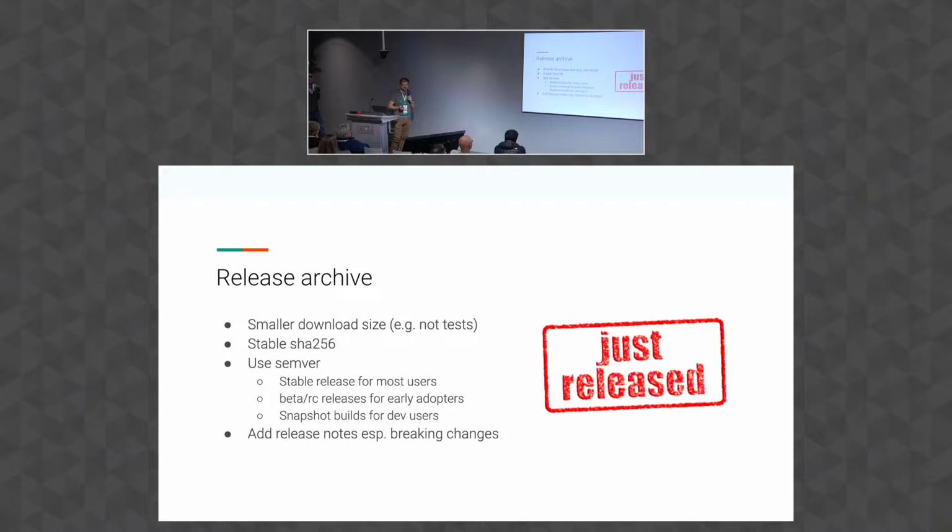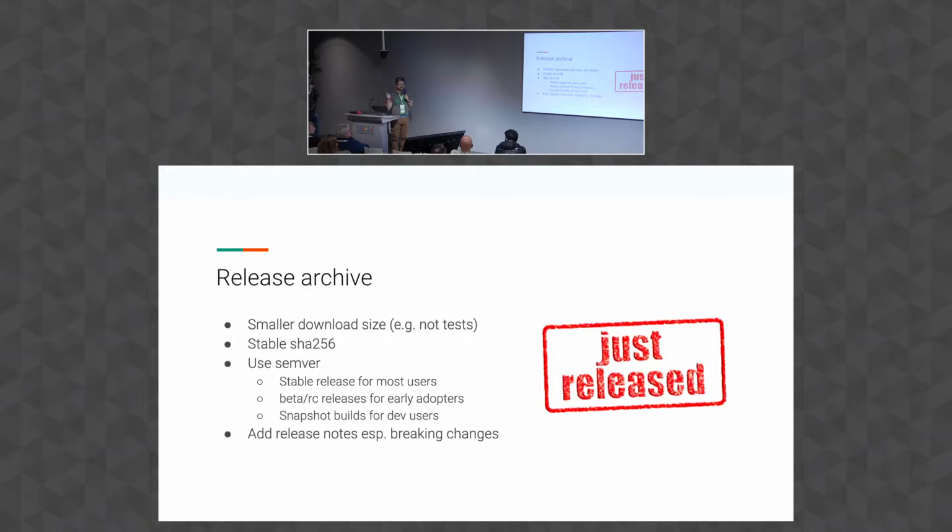some sort of packaging rule, like Florian talked about. You have a smaller download size because you're not fetching tests and documentation and things like that. You get the stable SHA-256, which is handy because it means that part of our release process can actually give you the new snippet that goes in your workspace file, including the checksum, because we know it before we publish it. And we can use Semver, which is nice.